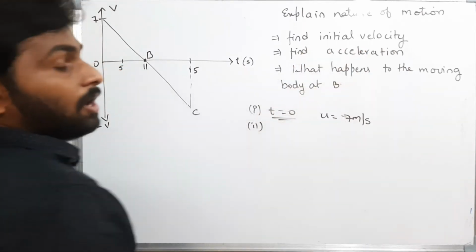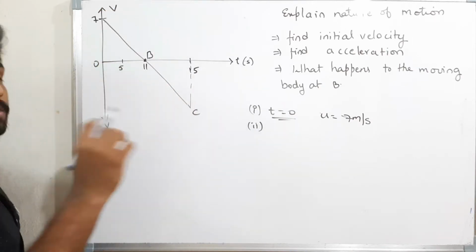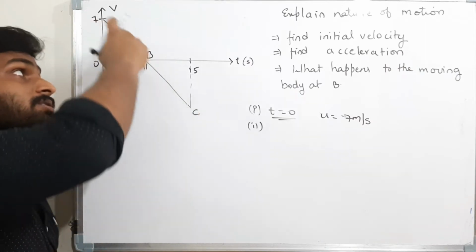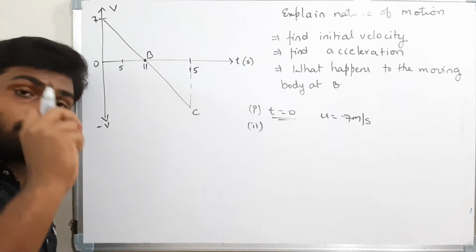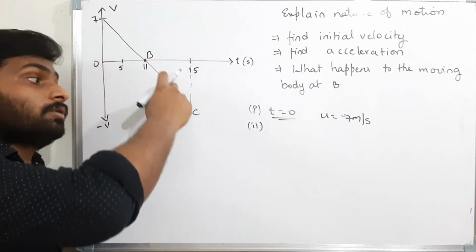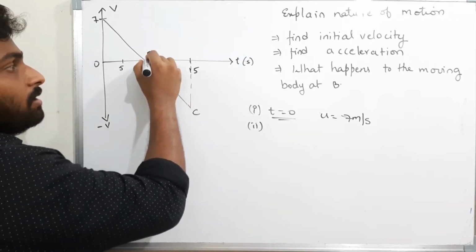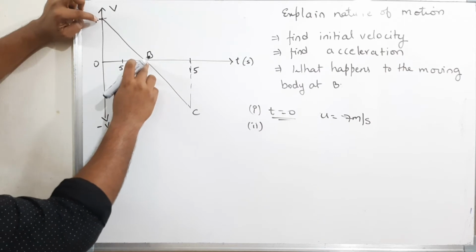Now, second one. Find the acceleration. How can I find the acceleration? This is a straight line. That means everywhere the body is moving with a uniform acceleration, because the slope is constant. If it is a straight line, that means the slope is the same everywhere. If the slope is the same, that means the body is having a uniform acceleration. Now I am assuming 2 points. This is one point and this is another point. If I find the slope by using these 2 points, then I will get the acceleration.